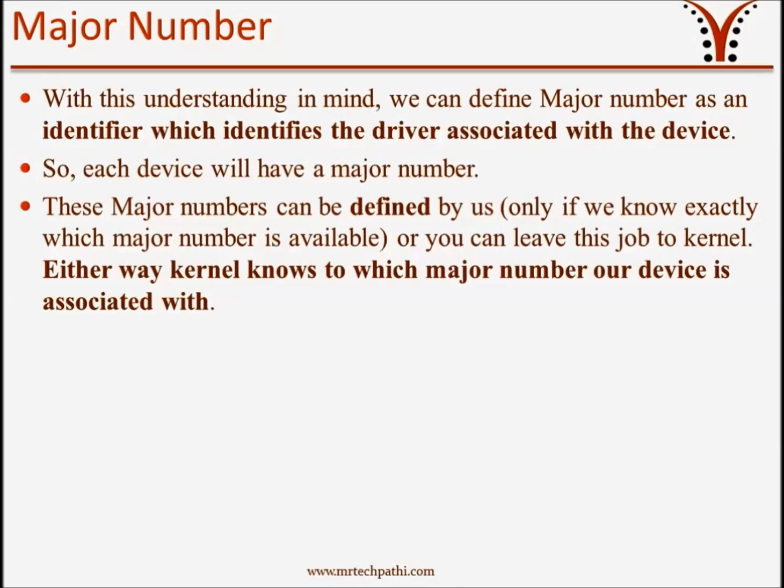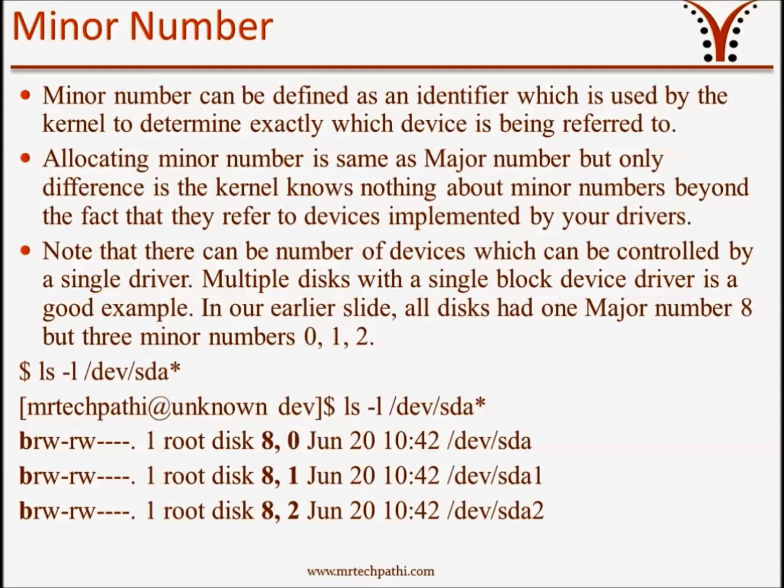Please note that we are talking about defining major number here, not about identifying it. First it's defined by us or by the kernel, and later we can identify it assigned to a particular special file under the /dev directory. Minor numbers can be defined as an identifier which is used by the kernel to determine exactly which device is being referred to. Allocating a minor number is the same as a major number, the only difference is the kernel knows nothing about minor numbers beyond the fact that they refer to devices implemented by your drivers.